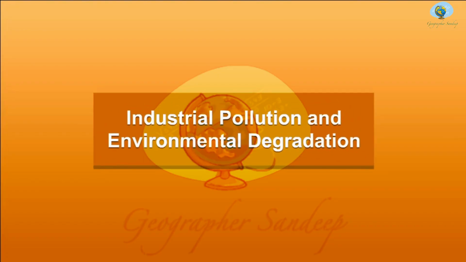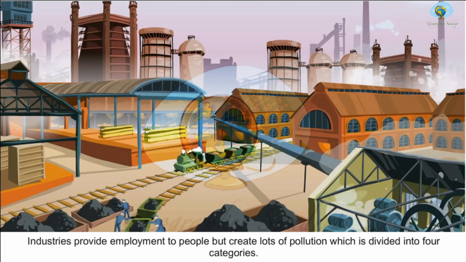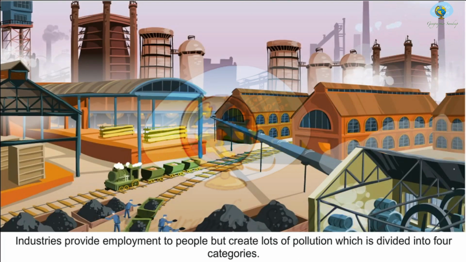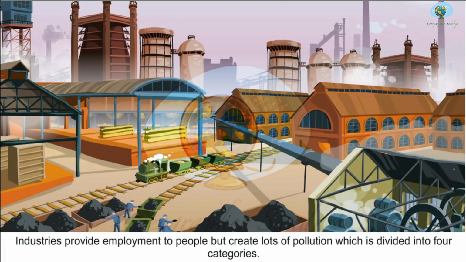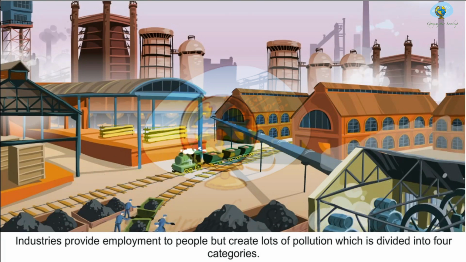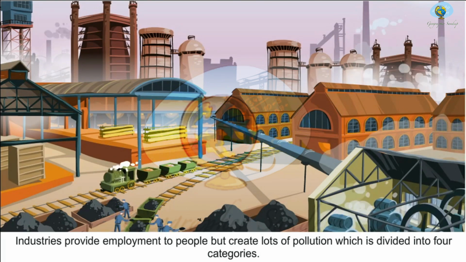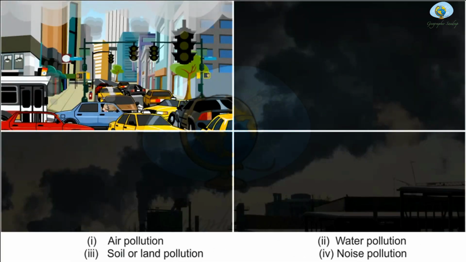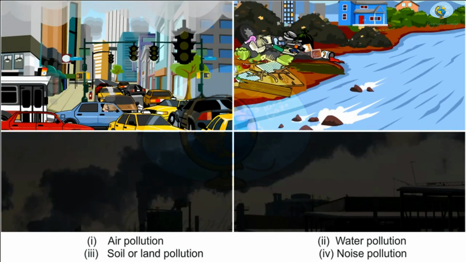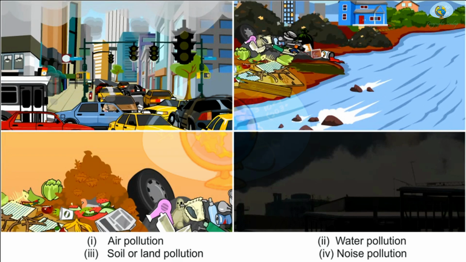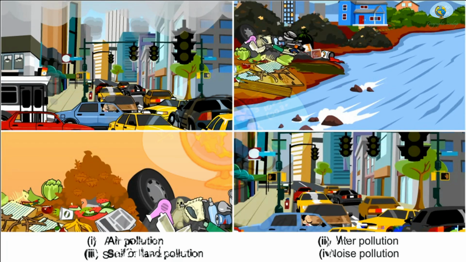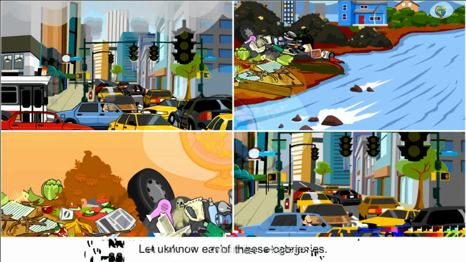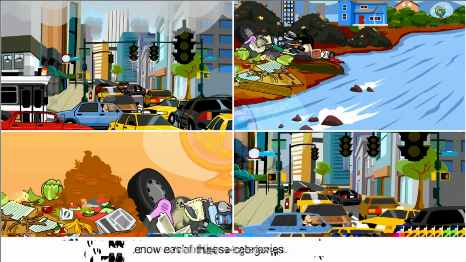Industrial pollution and environmental degradation. Industries provide employment to people but create lots of pollution, which is divided into four categories. 1. Air pollution. 2. Water pollution. 3. Soil or land pollution. 4. Noise pollution. Let us know each of these categories.